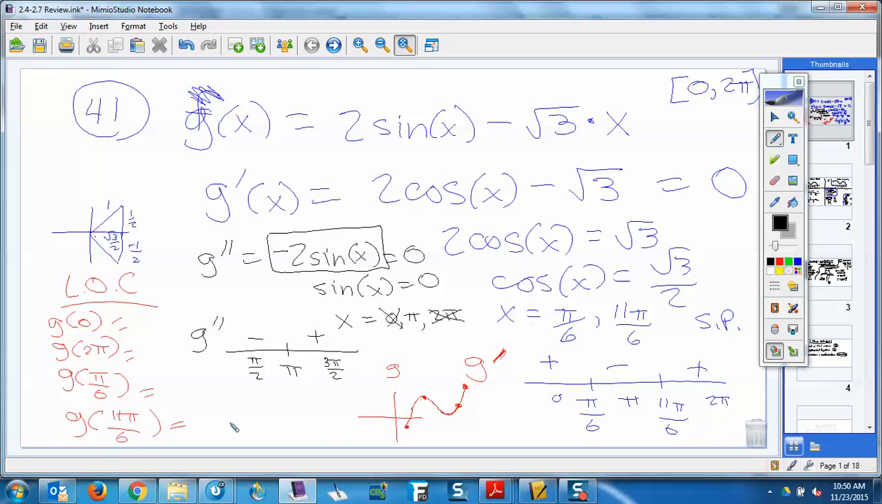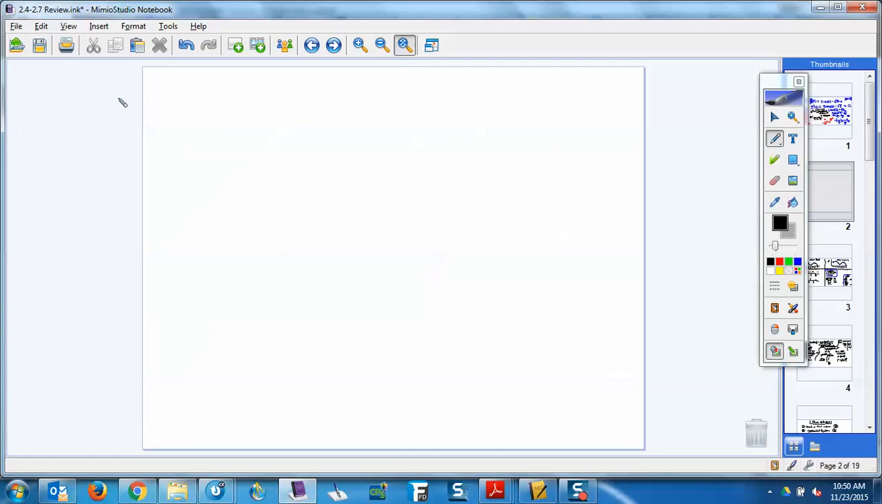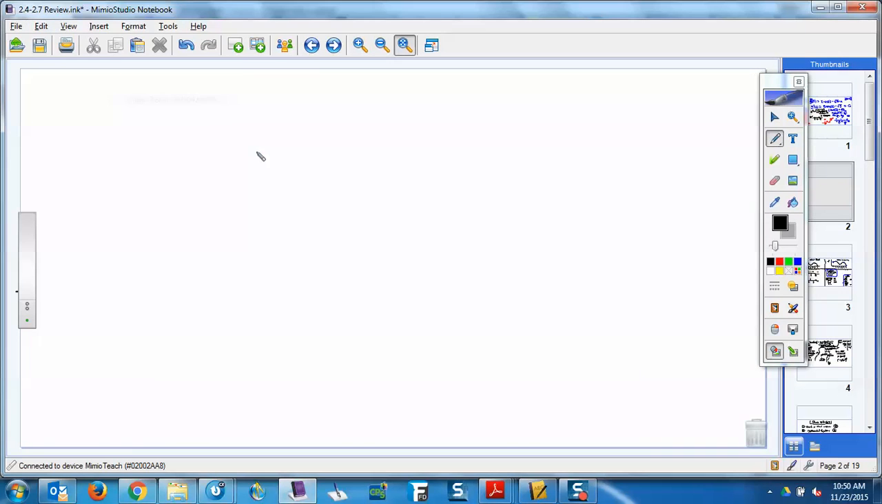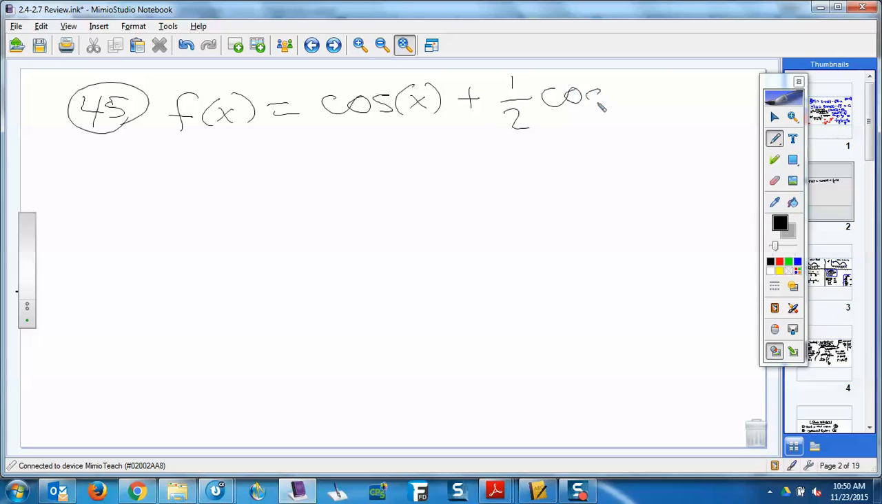Can you do 45 just to go over the calculator? Absolutely. So give me the equation on 45. F of x equals cosine x plus 1/2 cosine 2x. Right.